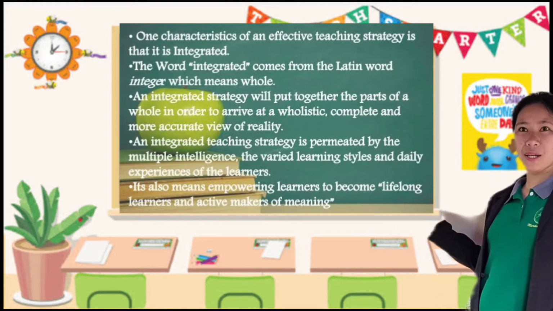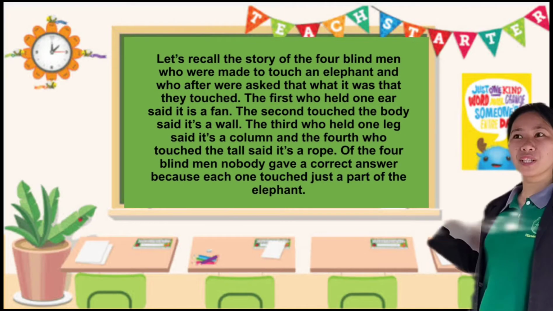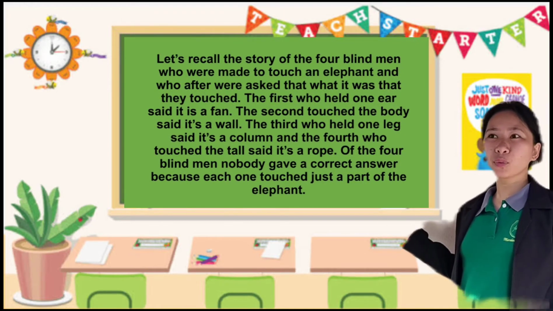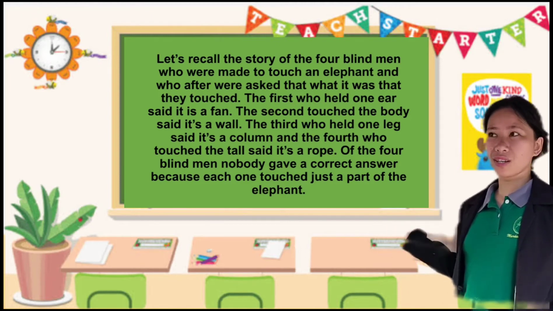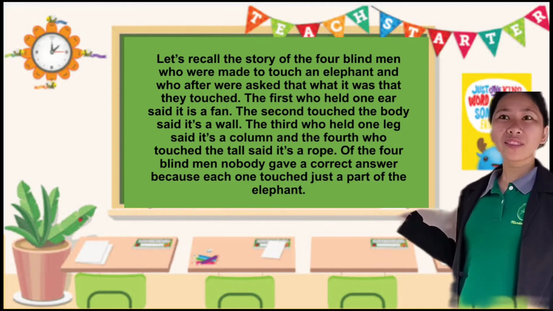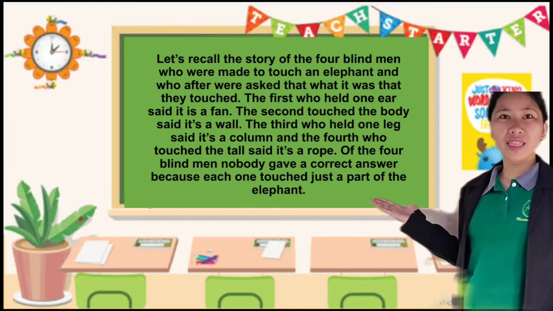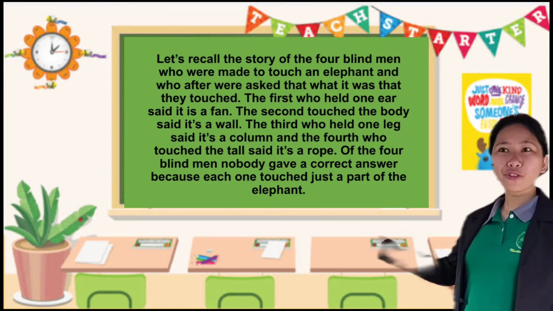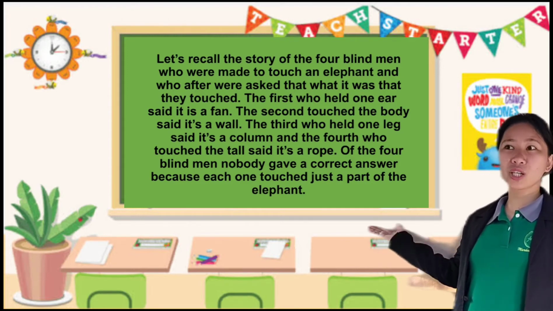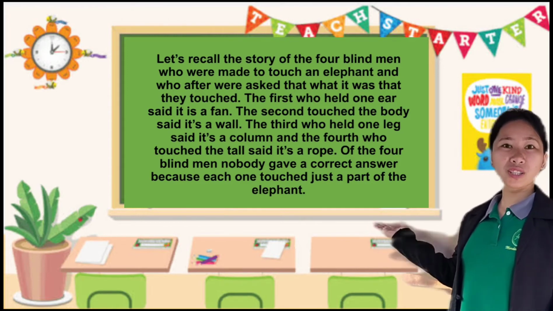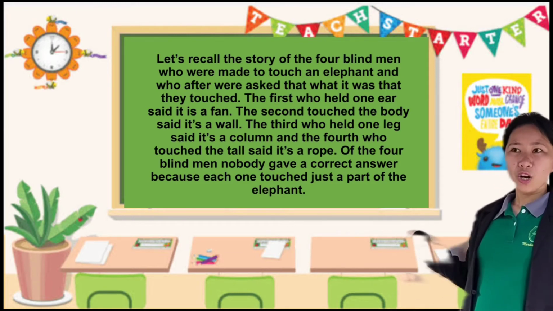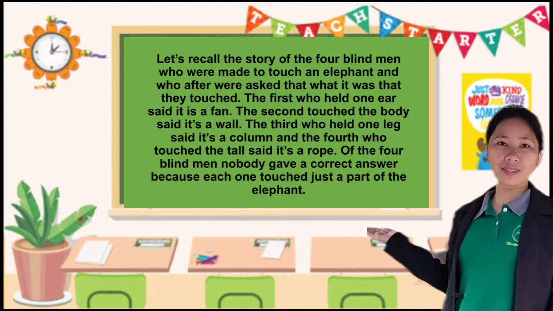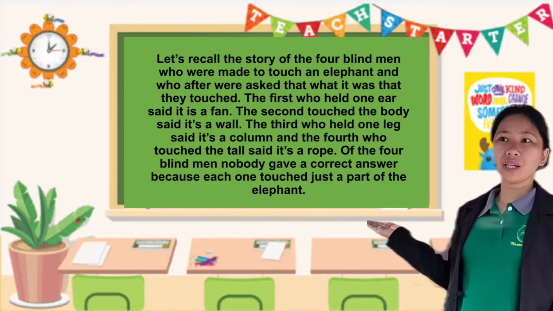view of reality. Let's recall the story of the four blind men who were made to touch an elephant and who afterwards were asked what it is that they touched. The first, who held one ear, said, "It is a fan." The second, who touched the body, said, "It's a wall." The third, who held one leg, said, "It's a column." And the fourth, who touched the tail, said, "It's a rope." Of the poor blind men, nobody gave a correct answer because each one touched just a part of the elephant.